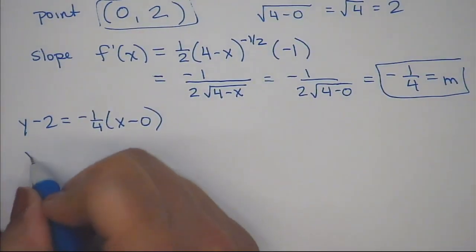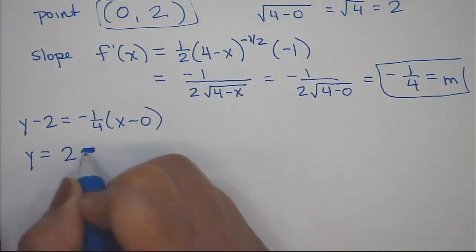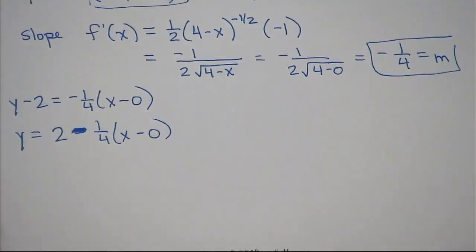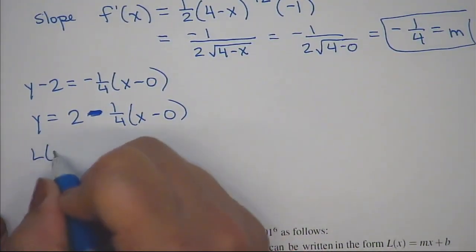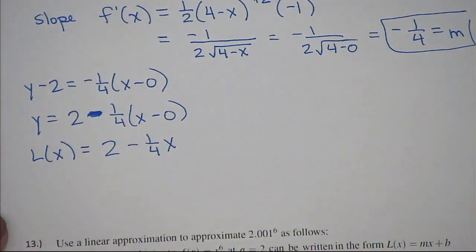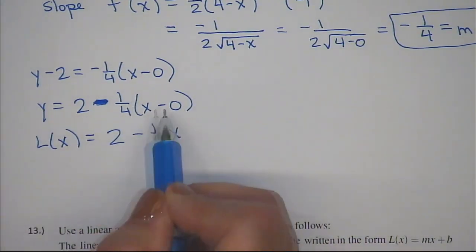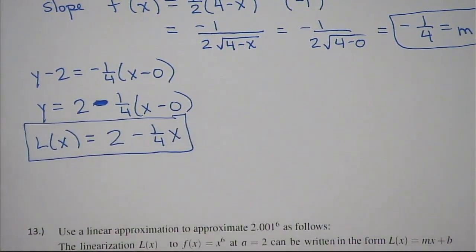Add the 2 over. Now, do you need the 0? Not really. So let's just write this as L of x equals 2 minus 1/4 x, right? We don't need the 0 there. Okay, so that's the linearization. You can leave the minus 0, doesn't matter. WebWorks will take it.